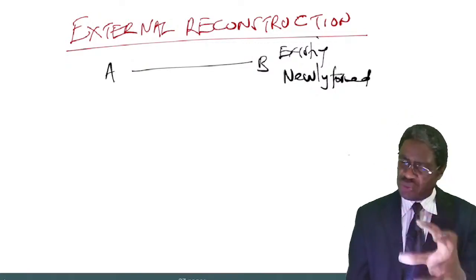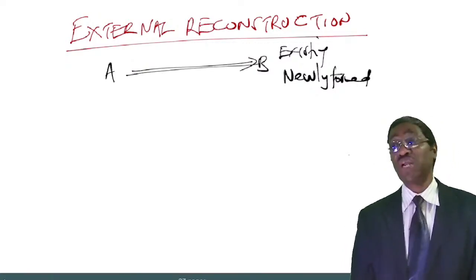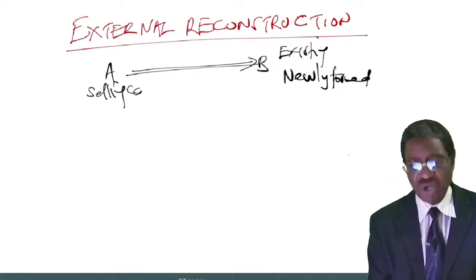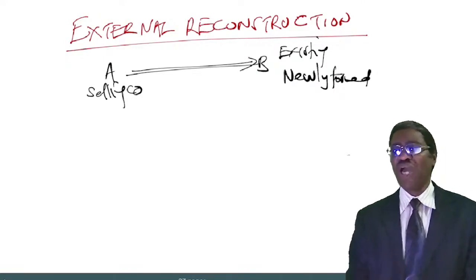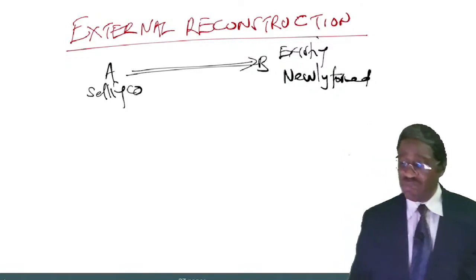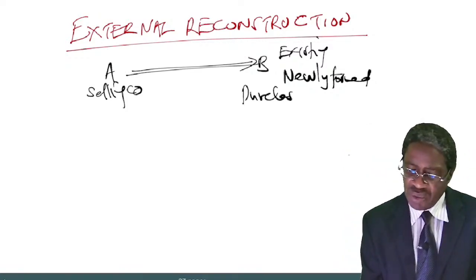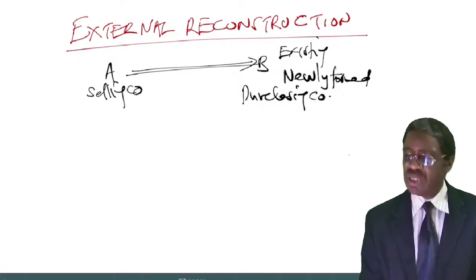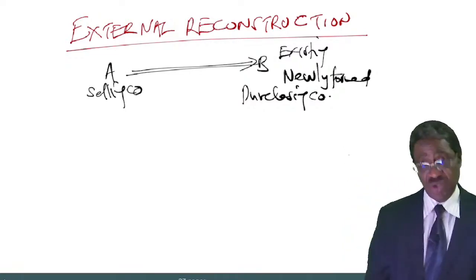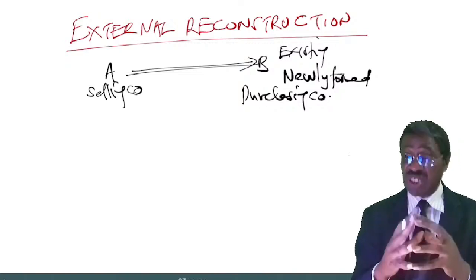Now, which means company A selling their business to company B, we shall be calling company A the selling company, while company B, which is buying company A, we shall be referring to as the purchasing company. Good. Now, what we want to look at now are the accounting entries.